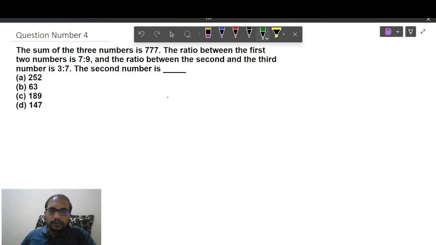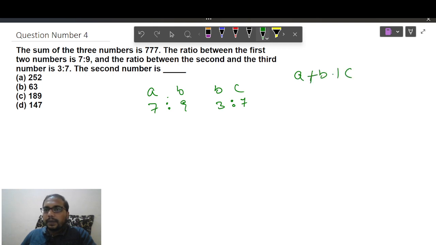First two numbers A, B, let's take it 7:9. Second two numbers B and C. B ratio C is equal to 3:7. What are the three numbers? A, B, C we are taking. But A plus B plus C is equal to how much is given? 777.